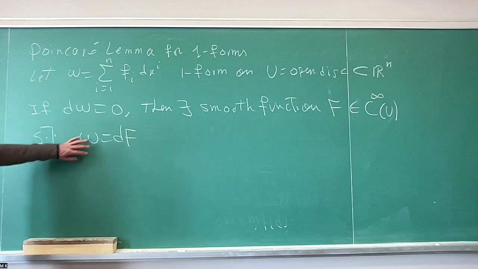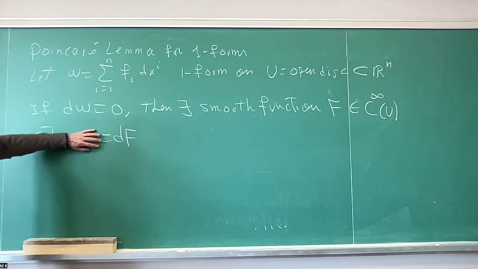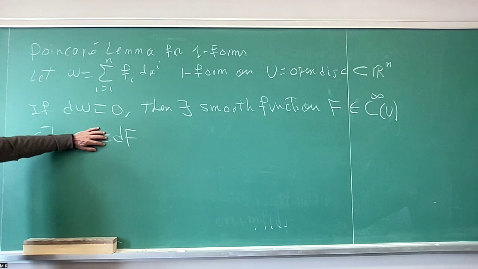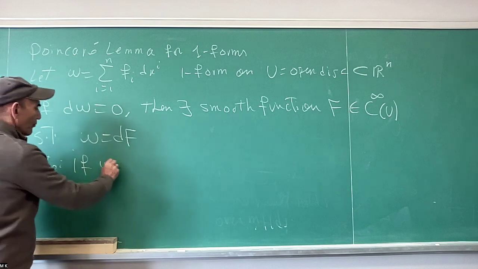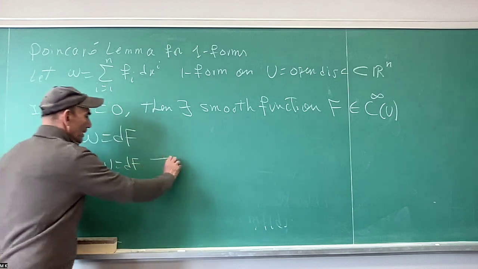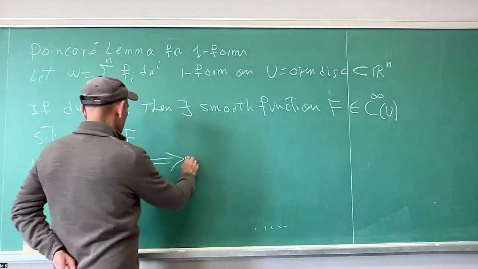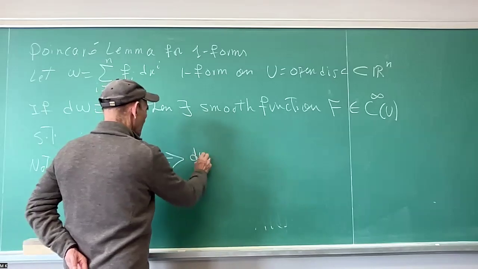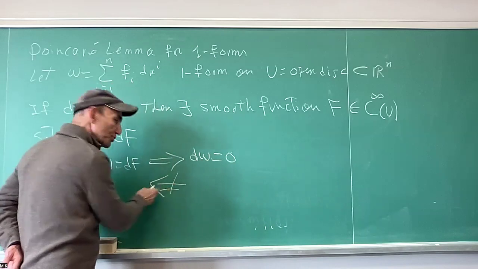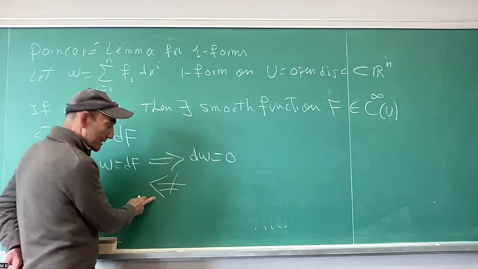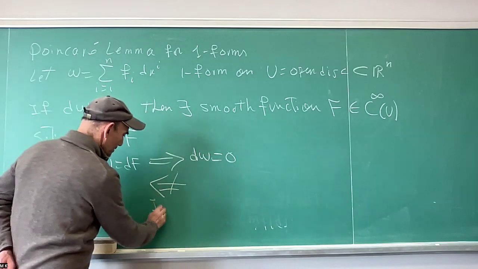Of course, you see, if omega is df, d of omega is 0, right? That's what. So note, if you have a one form, omega is equal to df, it follows that d of omega is equal to 0. But the converse is not true in general. It's a topological statement. In general, this is wrong.